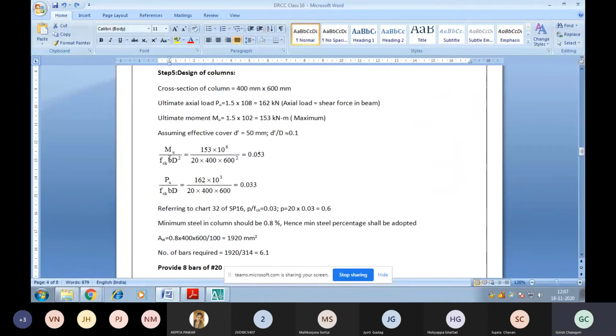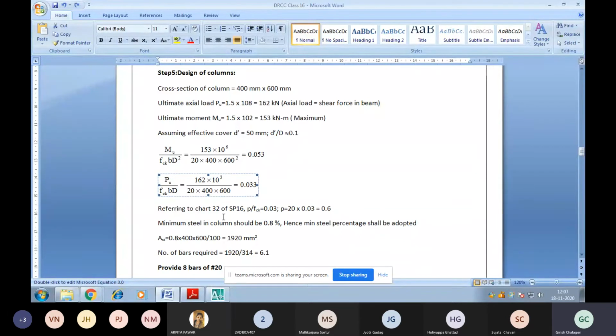So Mu by bd square, Pu by fck bd. Pu is the ultimate axial force, Mu is the ultimate moment. So moment by fck bd square, we got a value of 0.053. Pu by fck bd, we got a value of 0.033.